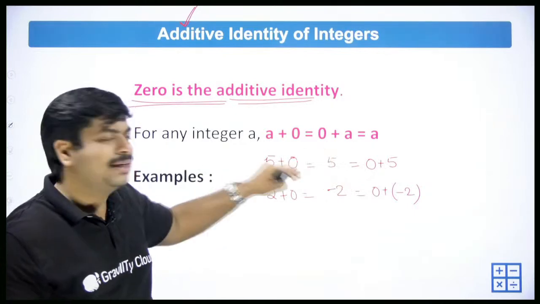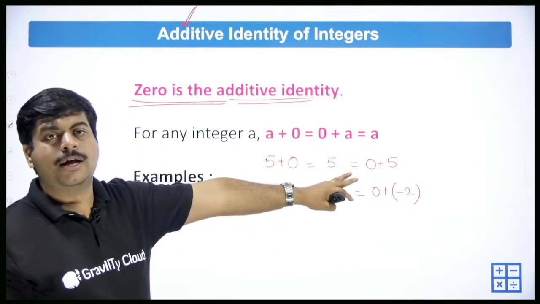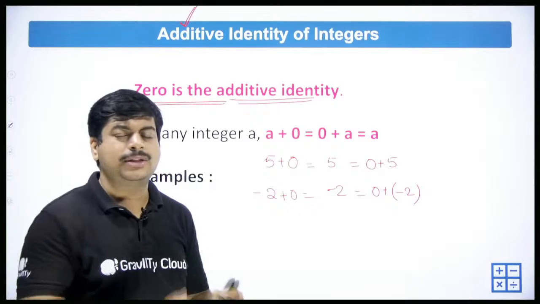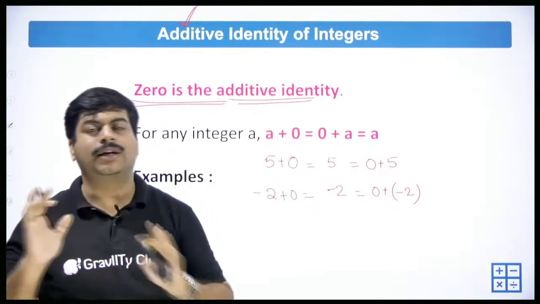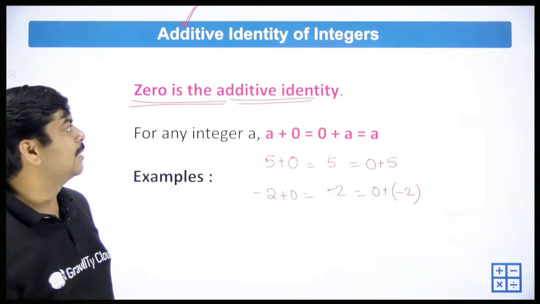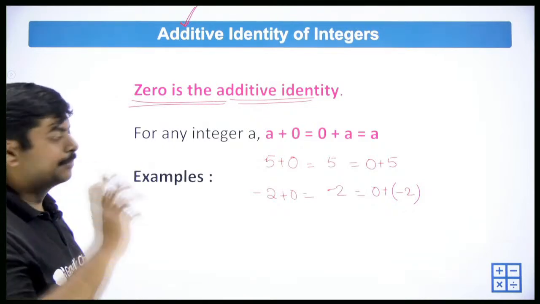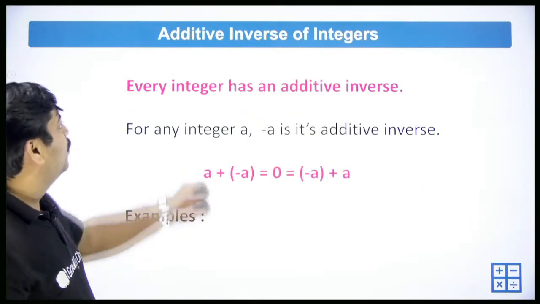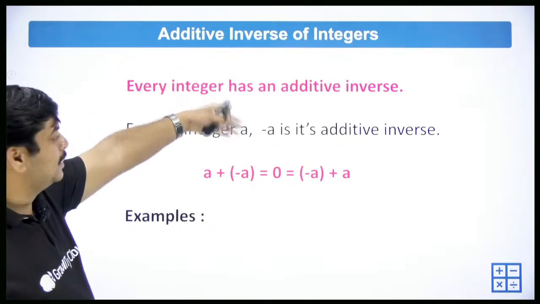For the number 5, you're adding nothing, so the same number will appear. For minus 1000, you're adding 0. That means you're not changing anything. Same minus 1000 will come. Okay. So that is about additive identity. In the same way, we have additive inverse.